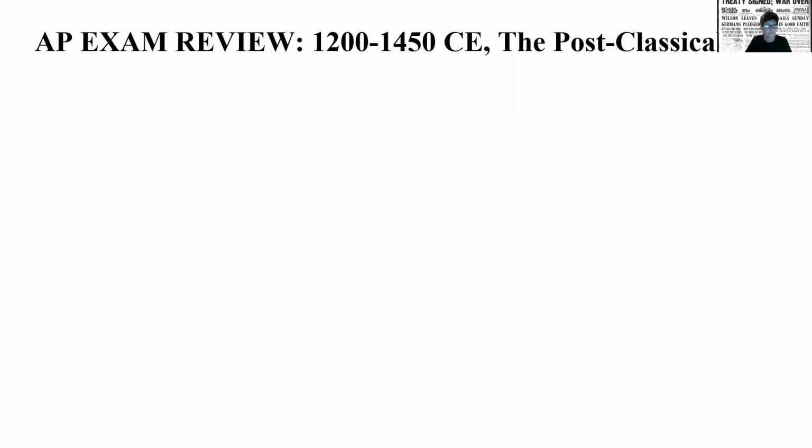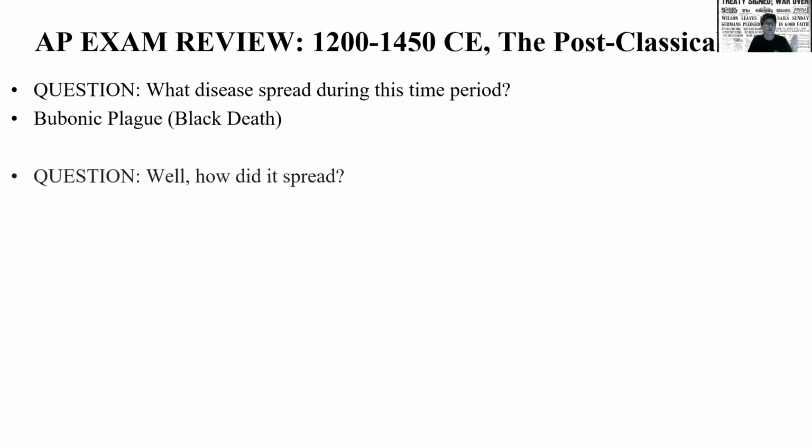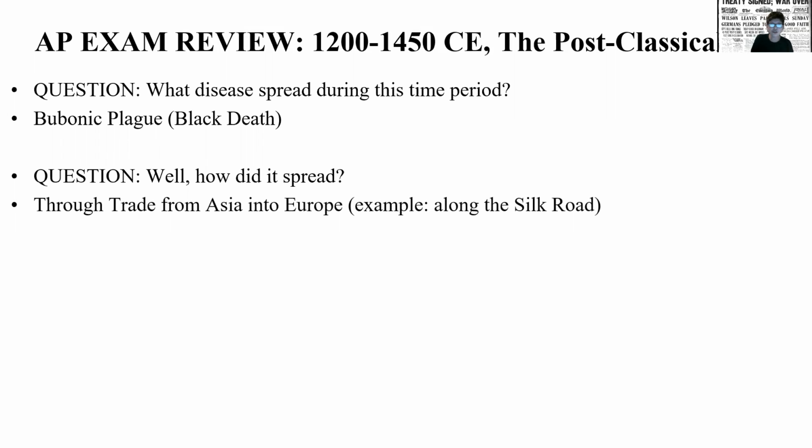Let's see. This is a quick question. AP exam review for 1200 to 1450 CE, the post-classical era. Here's your question. What disease spread during the period 1200 to 1450 CE? Bubonic plague, the Black Death. So how did it spread? Why did it spread? You know the answer. Through trade from Asia into Europe. An example would be along the Silk Road that was being maintained by the Mongols.